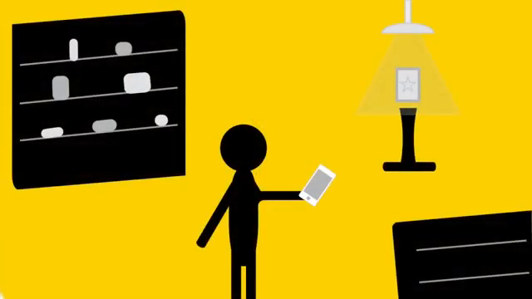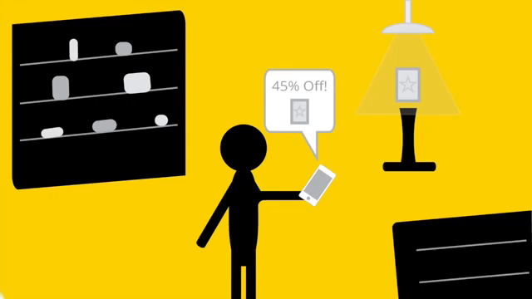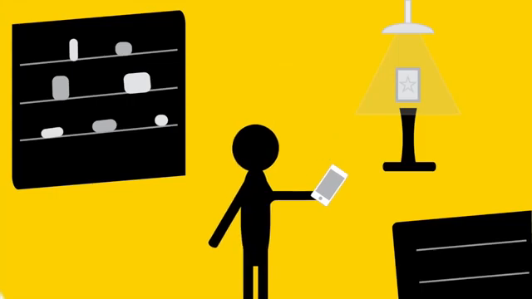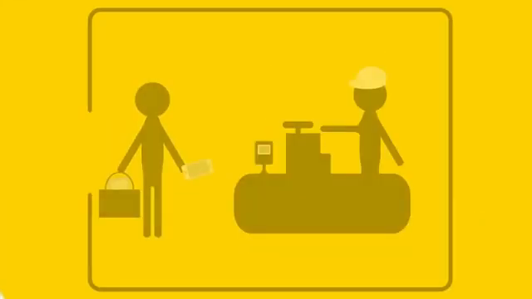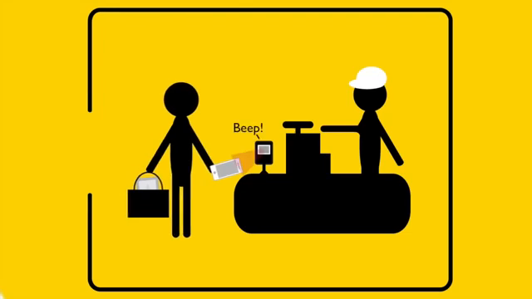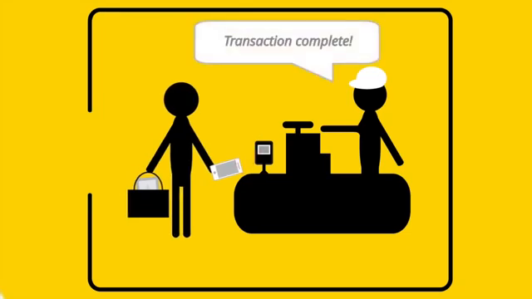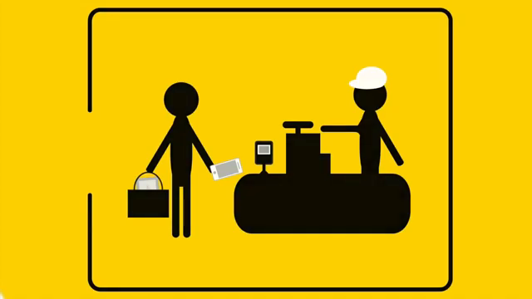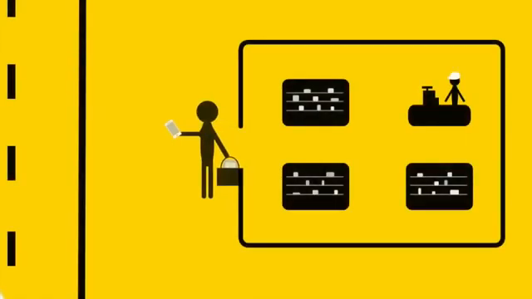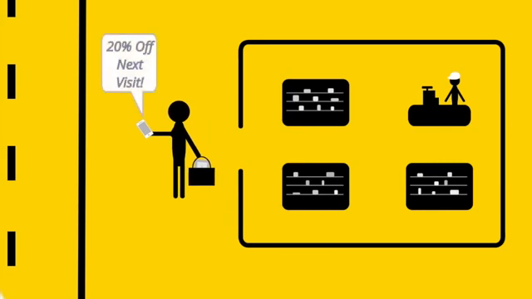The beacon recognizes you're near the product and delivers a coupon straight to your phone. At checkout, your phone is scanned, redeeming your coupon. This completes your purchase. On the way out, the store offers you a discount upon returning, motivating you to come back.